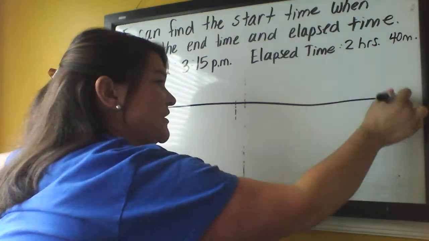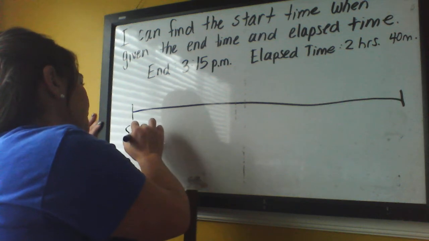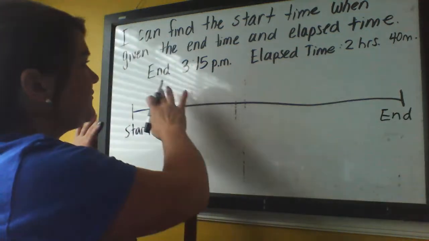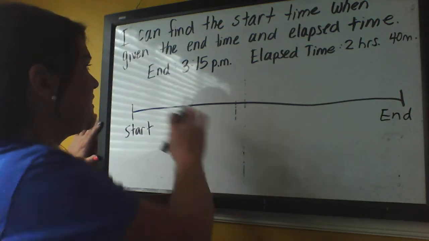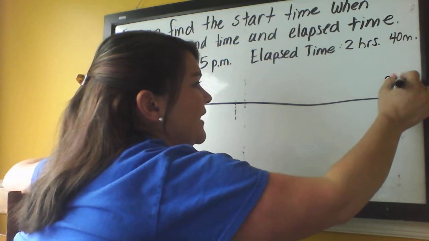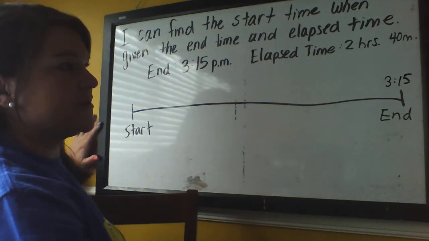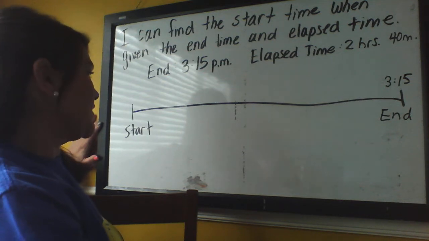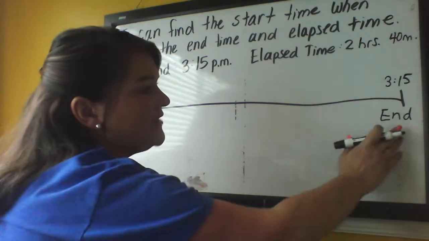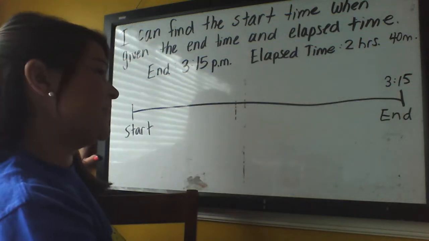Okay? And if you remember, we were using a number line. We want to make it really big so that we have room for all of our jumps. The beginning of our number line would be our start time. The end of it would be our end time. And then we're going to put whatever information we already have on our number line. Well, I know that my end time was 3:15, so I'm going to put 3:15 at the end. Okay? And then I know that my elapsed time is 2 hours and 40 minutes. Okay? So the part that I do not know is my start time. Okay? Since we only have information about the end time, we're actually going to have to do our jumps backwards in order to figure out the start time.